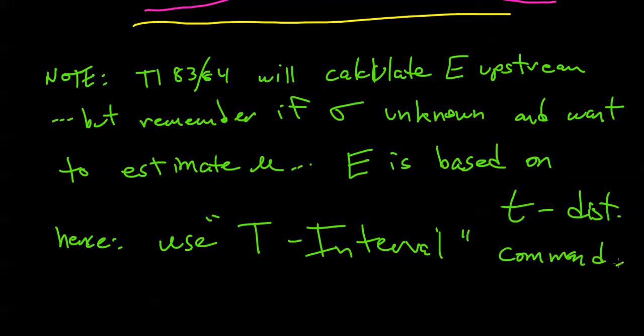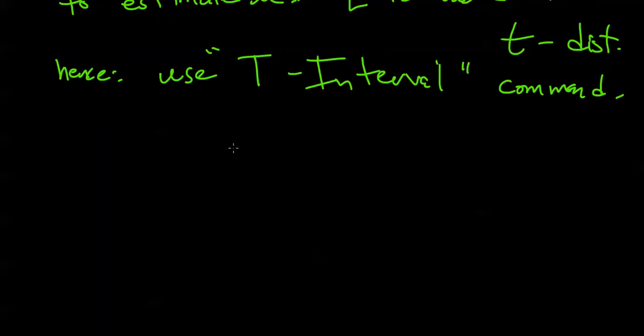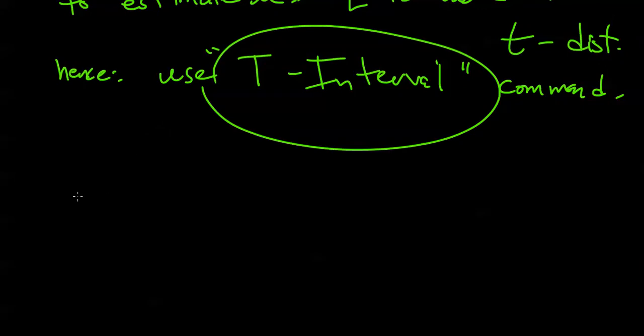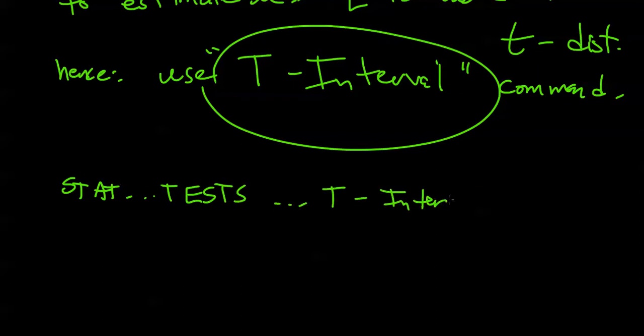Now, remember in 7.3 we use the z-interval command, but in 7.4, if sigma is unknown, you've got to remember to use the t-interval command. Let me show you what it looks like, this t-interval command on our calculator. Again, you press the Stat button, look at the Test submenu, scroll down to t-interval.